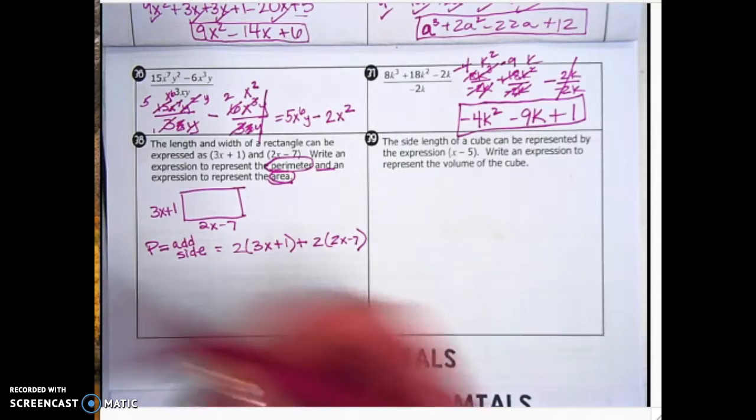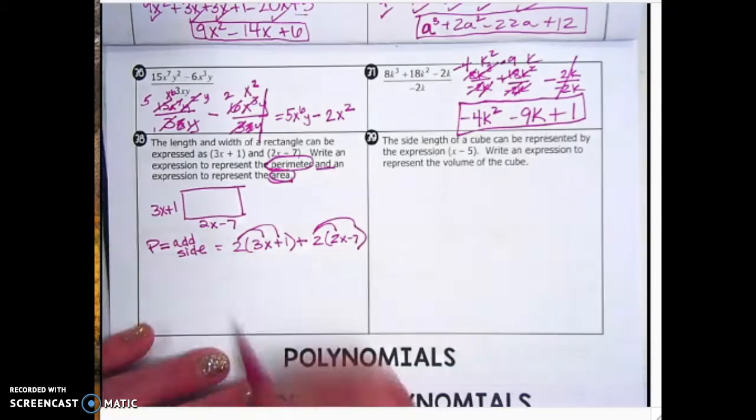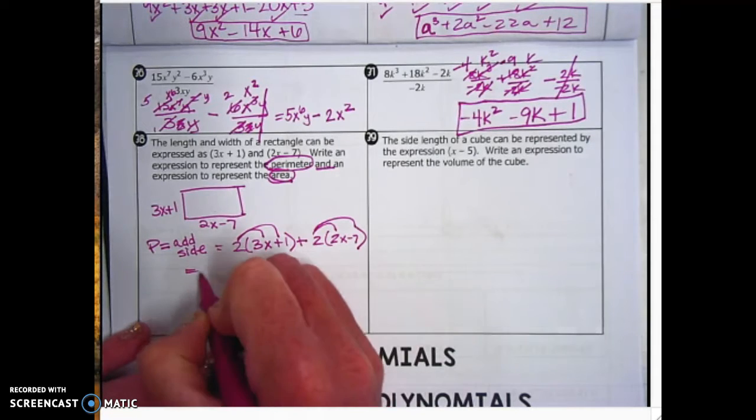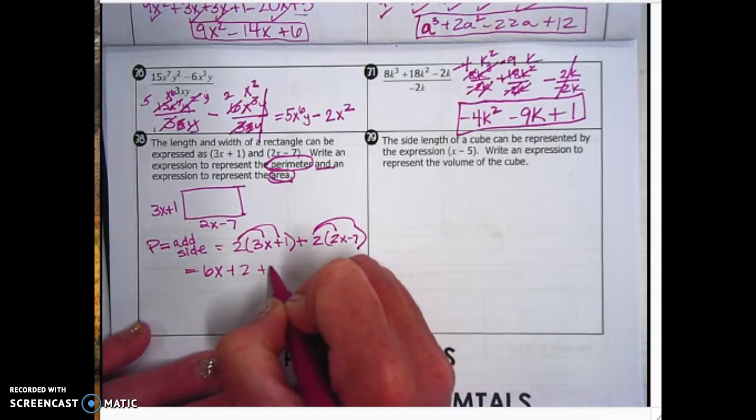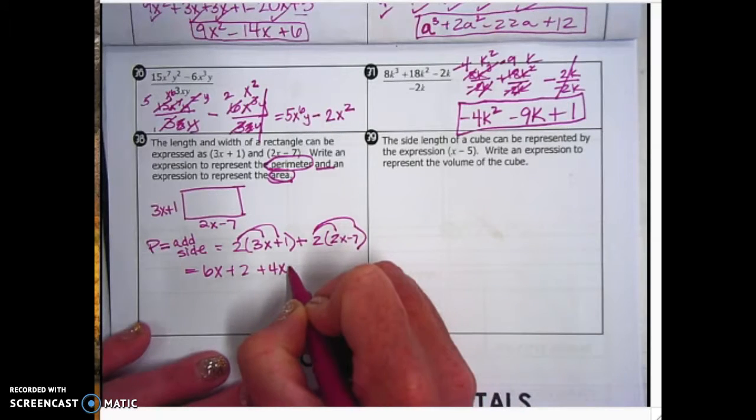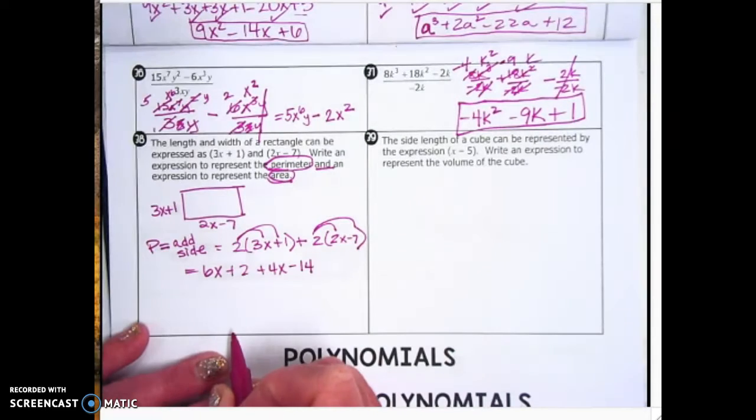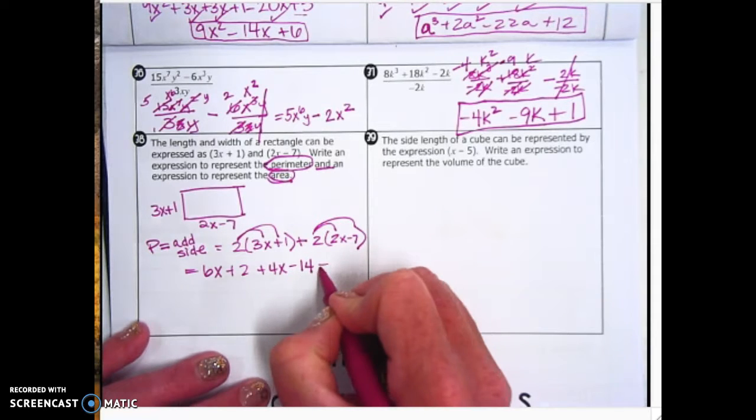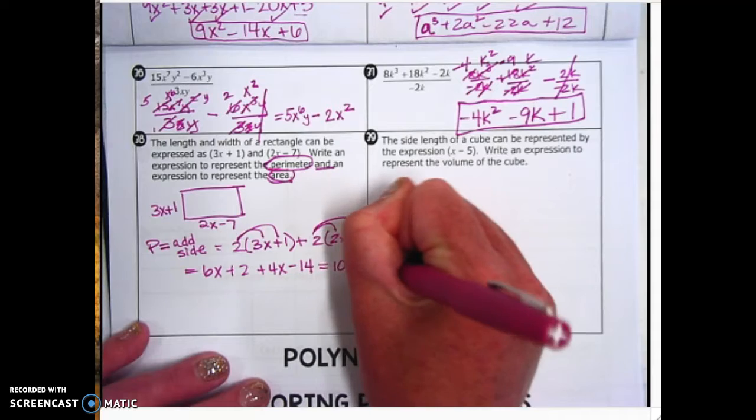But I like to distribute, so I'm going to distribute here and here and here and here. 2 times 3x is 6x. 2 times 1 is 2. 2 times 2x is a 4x. And 2 times negative 7 is minus 14. All right, like terms. A 6x and a 4x is 10x. And a 2 minus 14 is minus 12.